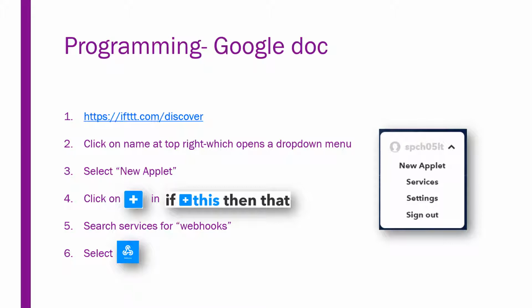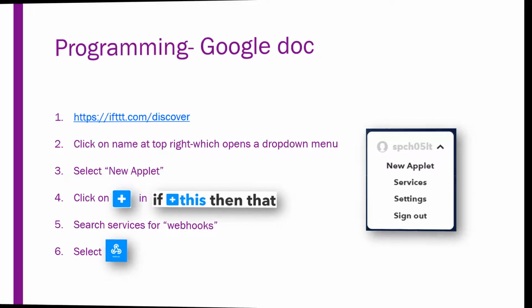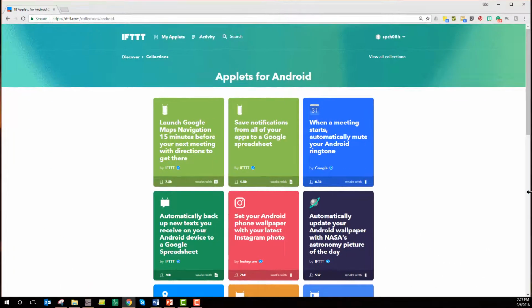I'm using the IFTTT site to create my webhook. I'll be following these steps to create the webhook. I have already set up my account using my Gmail. I'll click on my name at the top right. This will reveal a drop-down menu. From there, I will select the new applet.